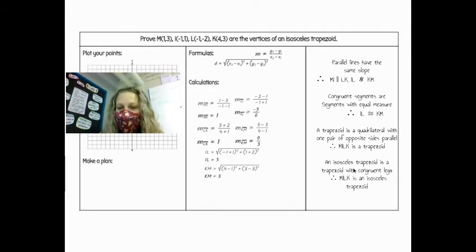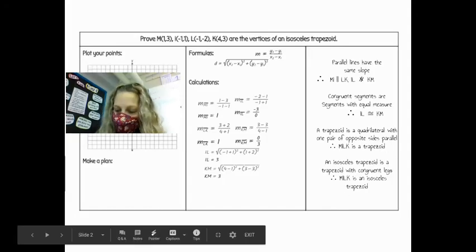An isosceles trapezoid is a trapezoid with congruent legs. That's key. It's the legs that are congruent, or the non-parallel sides. So I am looking for one of those things to make it clear that it is the non-parallels that are congruent. If the parallel sides are congruent, that's a parallelogram. So you need to make it clear it's the legs. So MILK is an isosceles trapezoid.